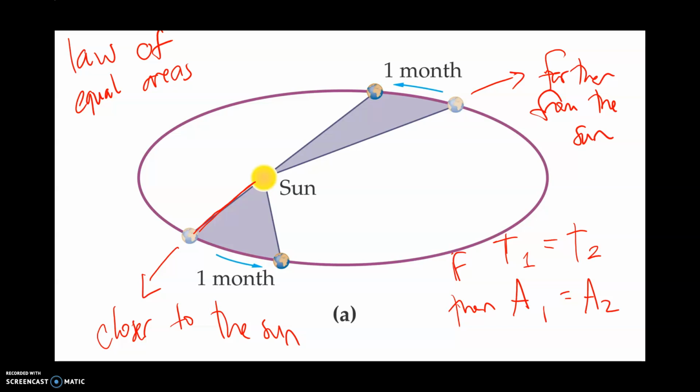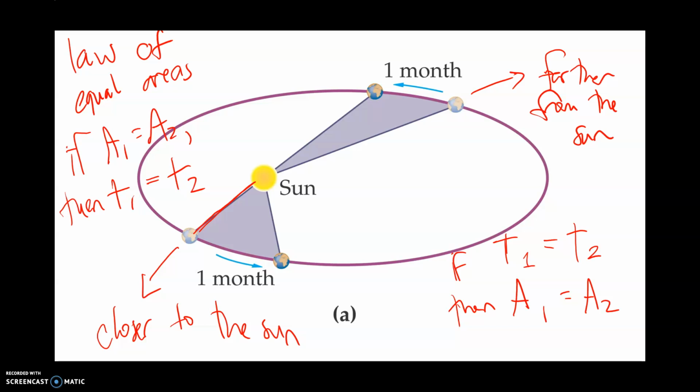Now we can also flip that and say the opposite. If A1 is equal to A2, then T1 is going to equal T2. So if the planet covers the same area, then it is going to take the same amount of time. So going backwards and forwards with that to understand.